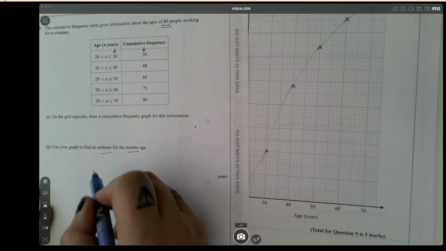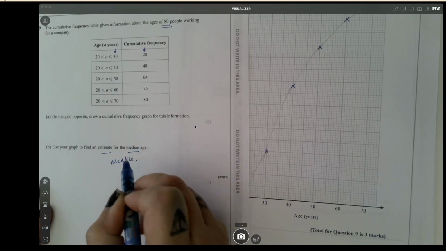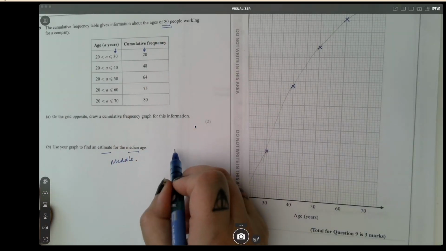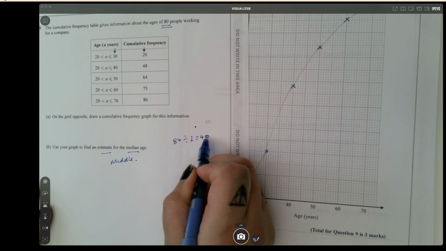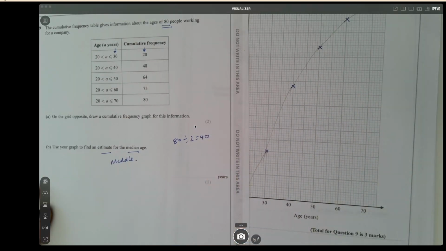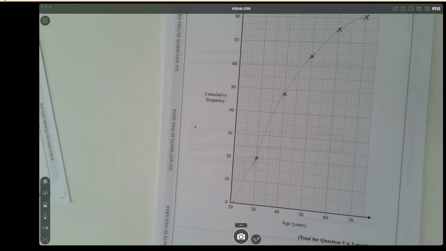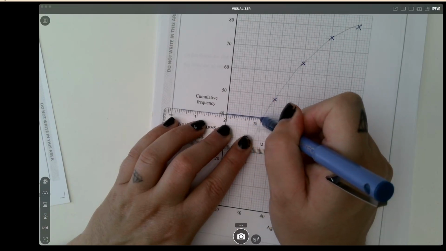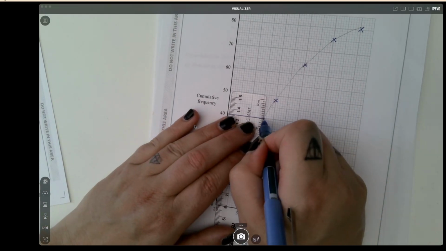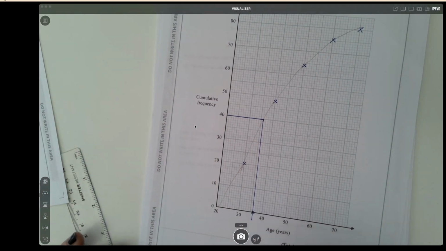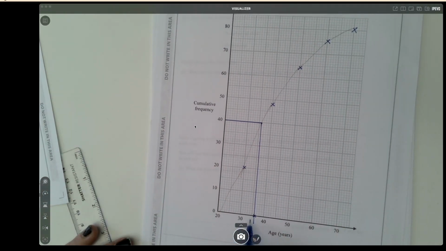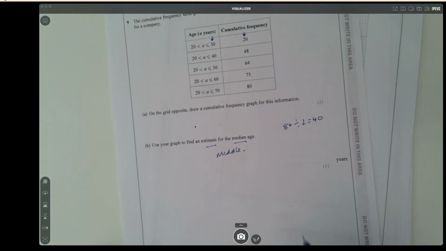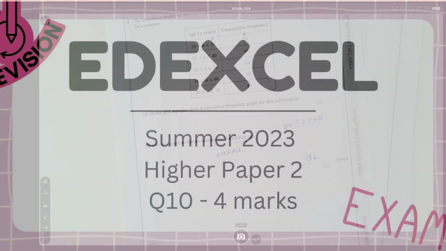So the median, remember, is the middle. So we want the middle age. So we've got 80 people in total. 80 divided by 2 is 40. So the middle age should be when we have a cumulative frequency of 40. So we're going to take 40 in our cumulative frequency, read across to our graph, and then read down. And then we're going to estimate this value here. From 30 to 40 is 10. So I think that's 36. So an estimate for the median age would be 36.